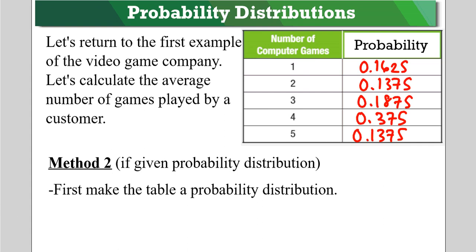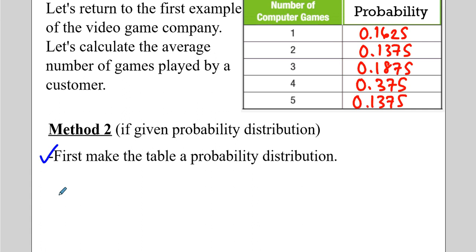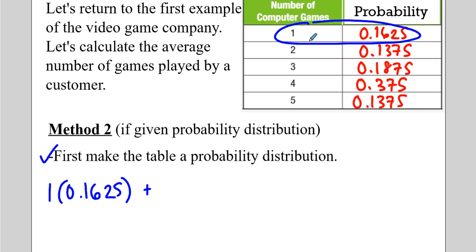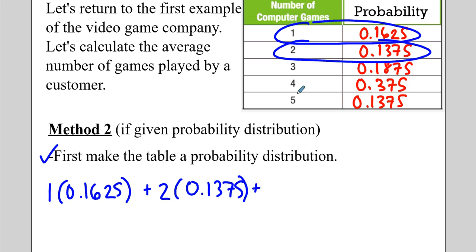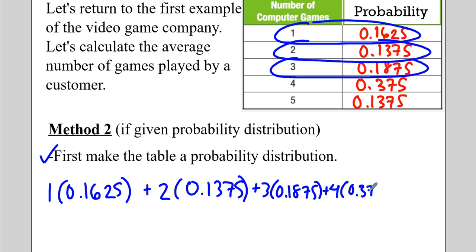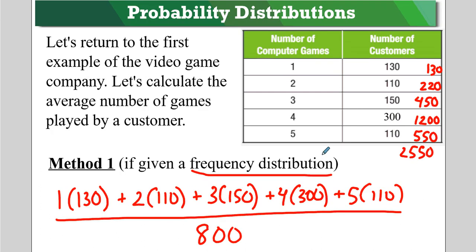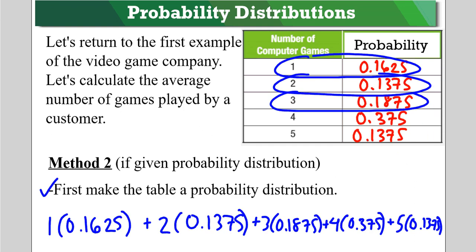So how do we get this? Well, first we make a probability distribution. Now we're going to multiply these things. 1 times that. So 1 times 0.1625. It's the same thing we did on the other side. 2 times 0.1375 plus 3 times 0.1875. You get the idea. Plus 4 times 0.375 plus 5 times 0.1375. Go back and look. That's the same thing we did here with the frequency counts. It just might seem a little bit more strange because we're doing it with probabilities, but it's valid.